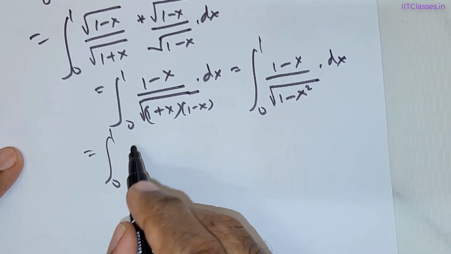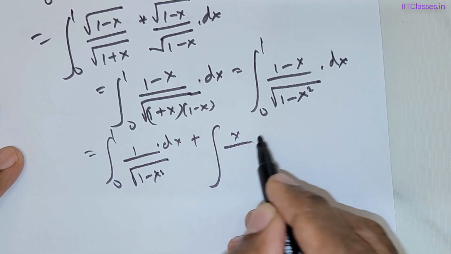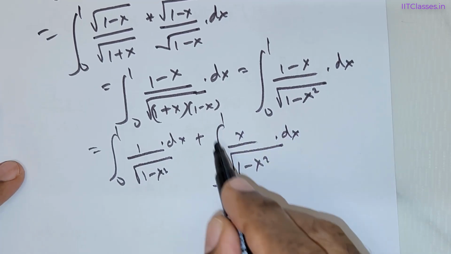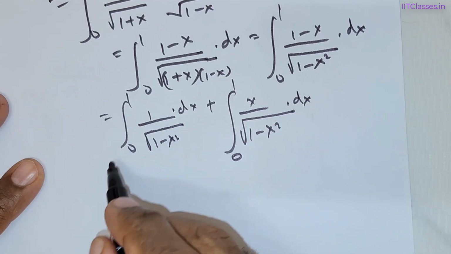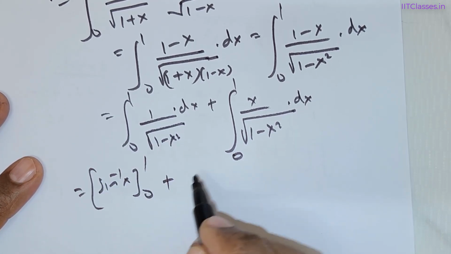This is going to be the integral from 0 to 1 of 1 over root of (1 - x squared) dx, plus x over root of (1 - x squared) dx. The limits are 0 to 1. Now this first part is nothing but the sine inverse of x formula, from 0 to 1, plus the second part.